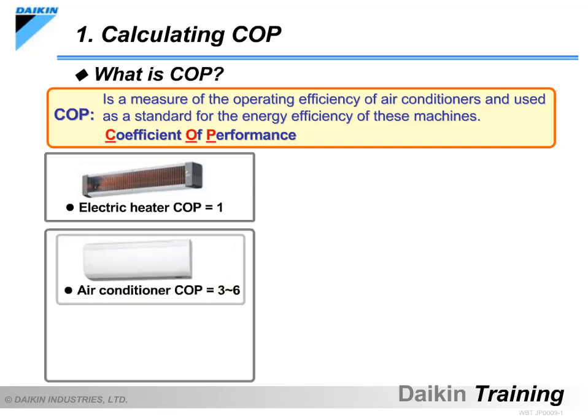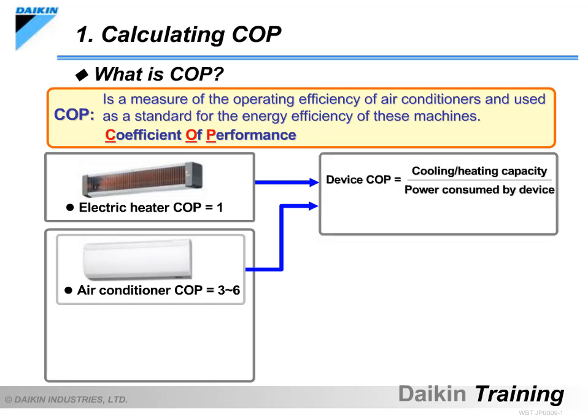Meanwhile, air conditioners are energy-efficient systems with a high COP. The COP of electric heaters and air conditioners is called device COP and denotes the ratio of heat transfer capacity to consumed power in the entire device. This COP can be found in product catalogs and other related materials.